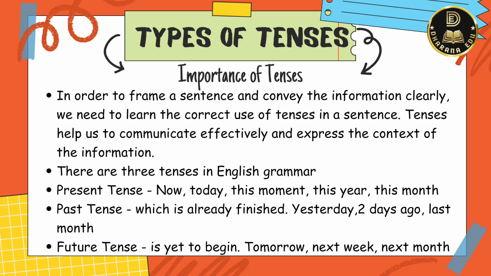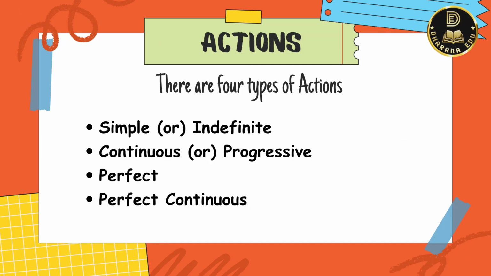There are three tenses in English grammar. Present tense: now, today, this moment, this year, this month. Past tense, which is already finished: yesterday, 2 days ago, last month. Future tense, which is yet to begin: tomorrow, next week, next month. There are 4 types of actions: simple or indefinite, continuous or progressive, perfect and perfect continuous.